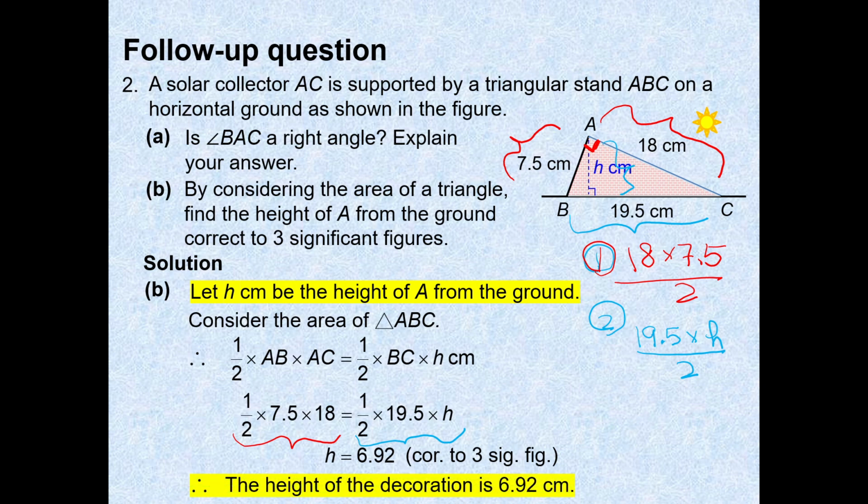And then in our last step, we have to answer the question by writing the conclusion. The height of the decoration is 6.92. The unit is cm. So that's all. And now you can make use of the worksheets for more practice.